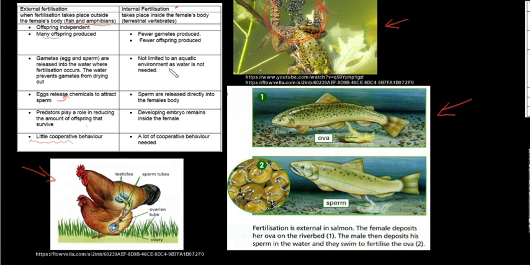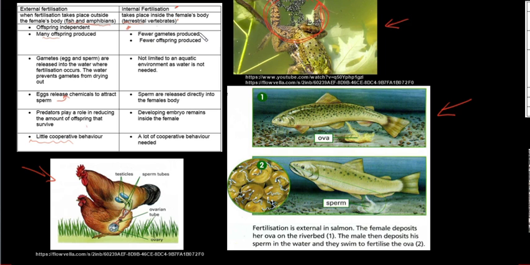So this takes place inside the female's body, and this is generally found in terrestrial vertebrates. So terrestrial means land, and then aquatic means water, just so you know the difference there. Now in this case, I haven't added it here, but the offspring are generally dependent in most of the cases. Well, you get independent offspring and then dependent offspring, so you can get both here, but in the majority of the cases the offspring are dependent on the parents.